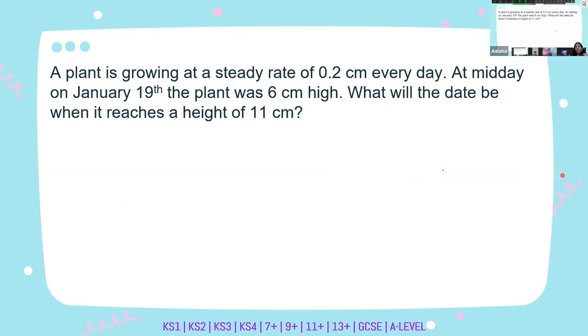A plant is growing at a steady rate of 0.2 centimeters every day. At midday on January 19th, the plant was 6 centimeters high. What will the date be when it reaches the height of 11 centimeters? Now, this is a nice question.